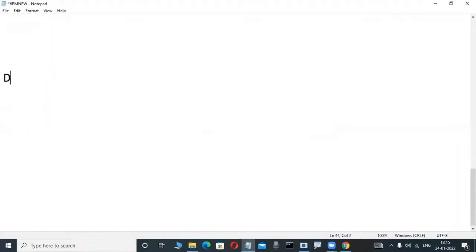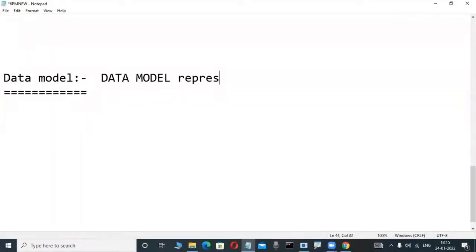Easy. Data model. Anybody have an idea? Any computer students are there? They are well-known persons. Don't write anything, these are demos. Okay. Data model. Data model represents how data is represented.